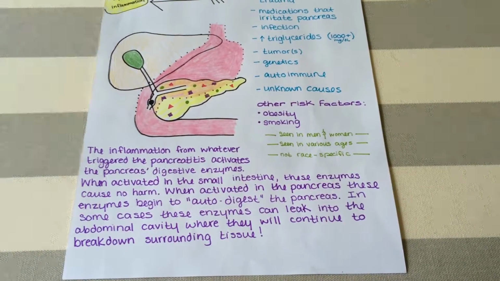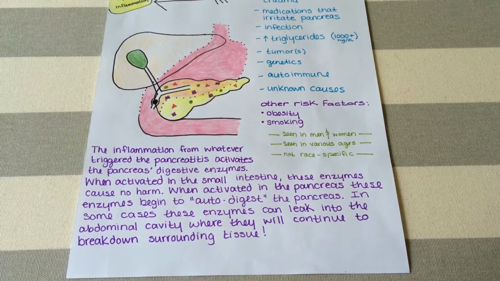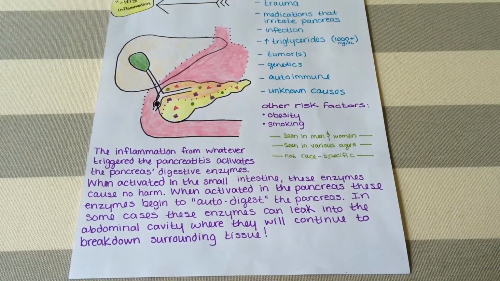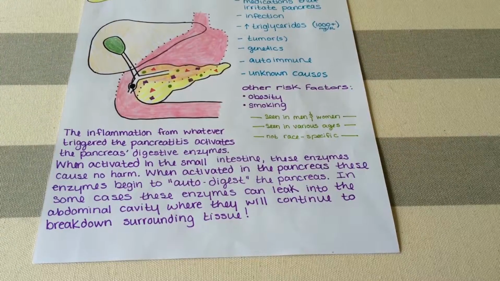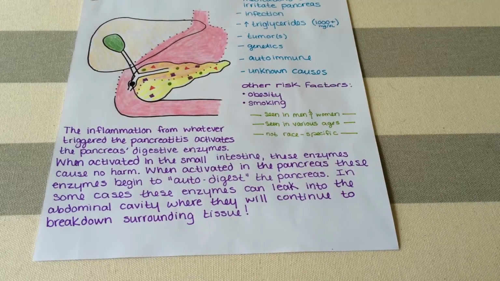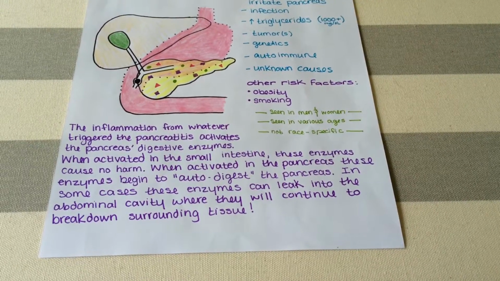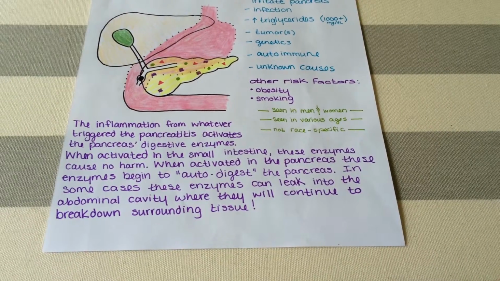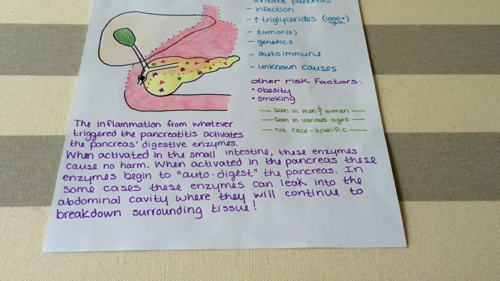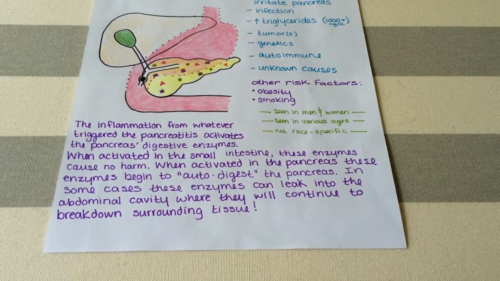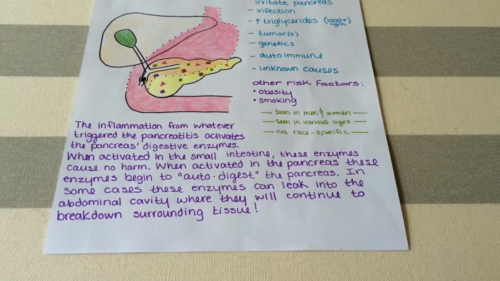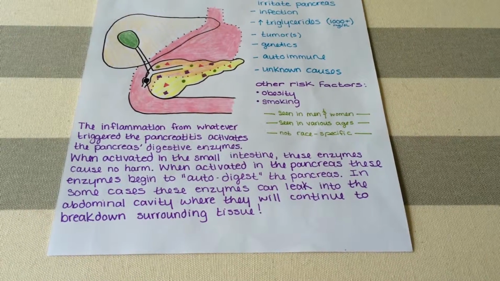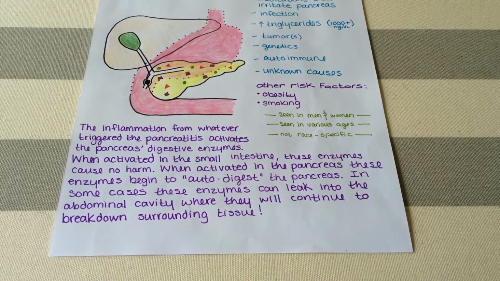A gallstone can trigger pancreatitis by blocking the shared duct that the bile duct and the pancreatic duct share that lead to the small intestine. The inflammation from whatever triggered the pancreatitis activates the pancreas's digestive enzymes. When activated in the small intestine, these enzymes cause no harm. When activated in the pancreas, these enzymes begin to auto-digest the pancreas. In some cases, these enzymes can even leak into the abdominal cavity where they'll continue to break down surrounding tissue.